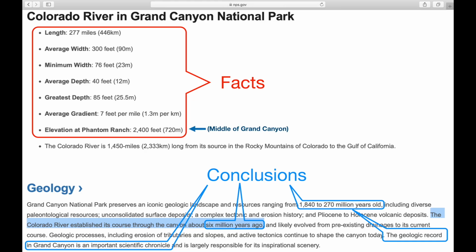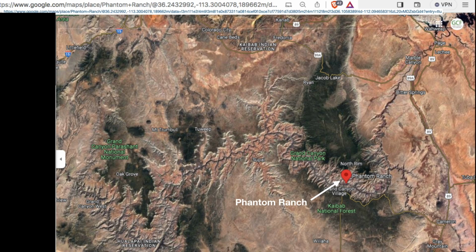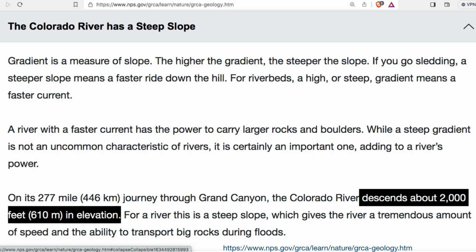But what I wanted to know was, what's the elevation where the river flows in and where the river flows out? I couldn't find it on their website at all. All I could find is that Phantom Ranch is at 2,400 feet, and there it is, right in the middle of the Kaibab Plateau. The website says it descends about 2,000 feet in elevation, okay? But it still doesn't tell me how far.